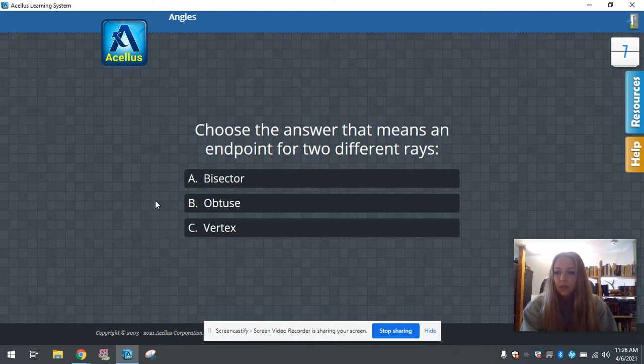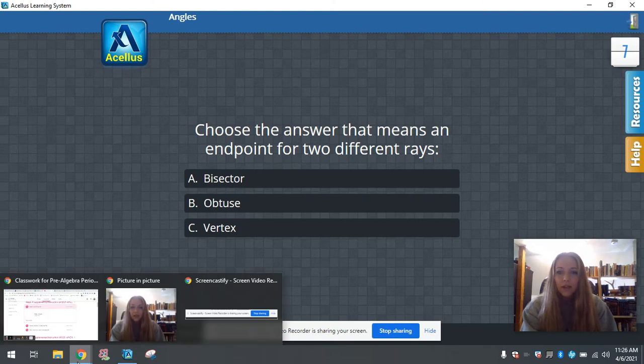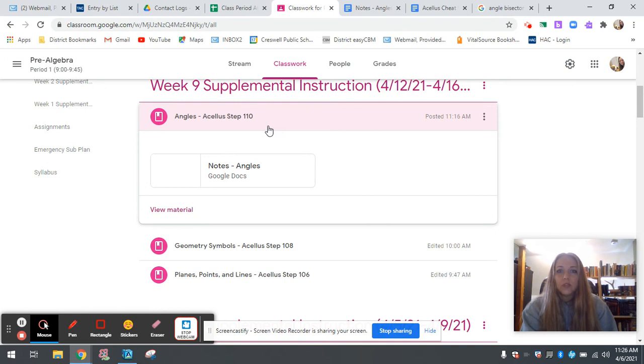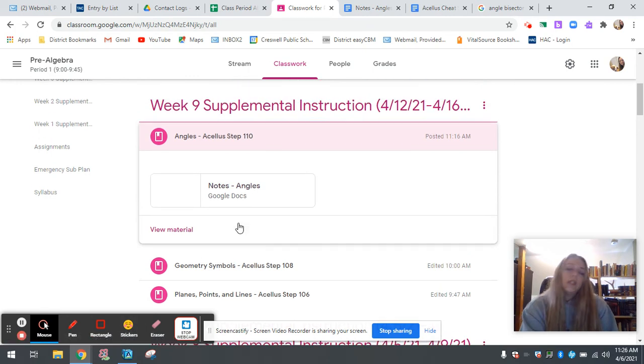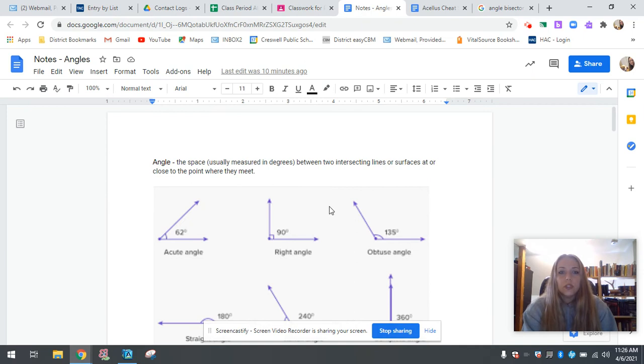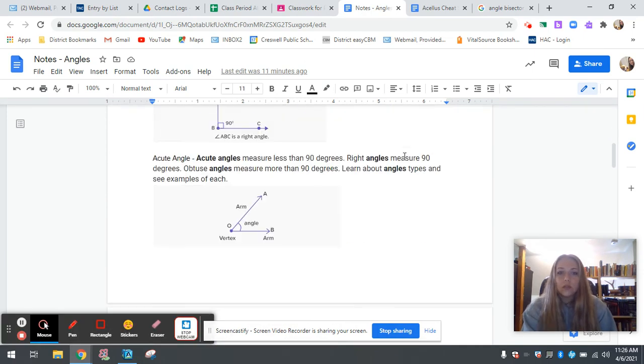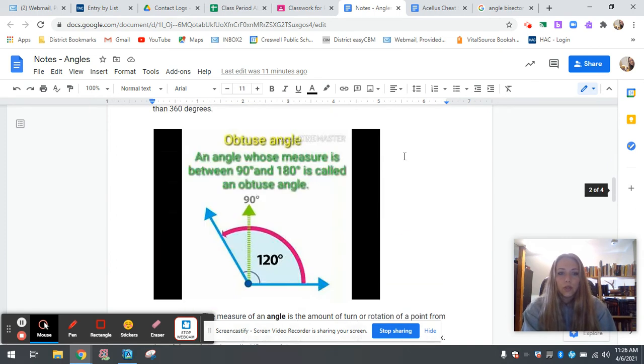Right, we're talking about angles, learning some vocabulary. I have posted some notes in our Google Classroom, but you might just want to Google some of these things as you're learning them. So here's what the notes look like. What's an angle? Definitions and pictures that go with each of them.